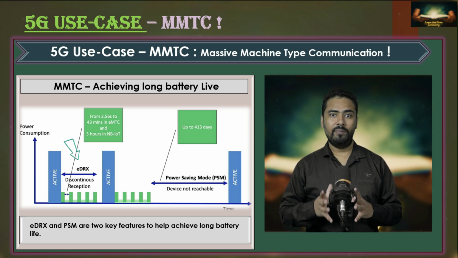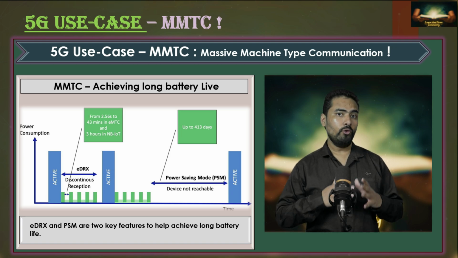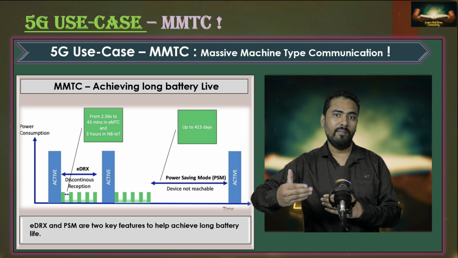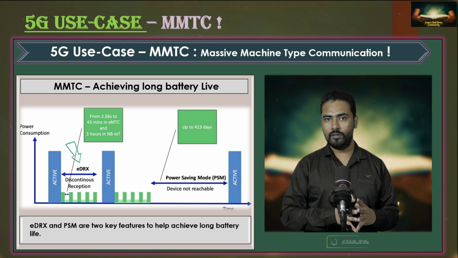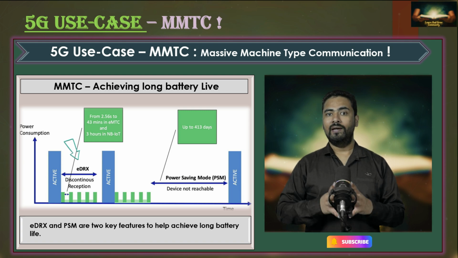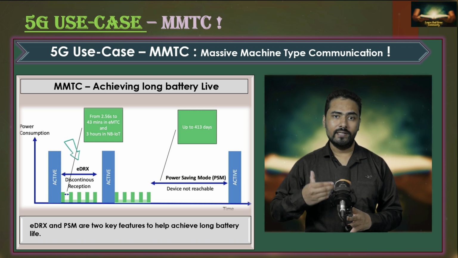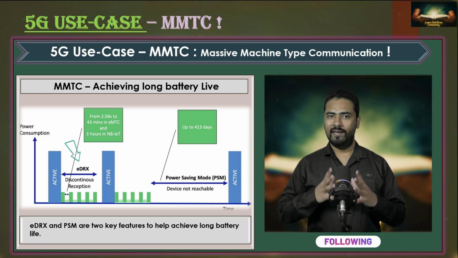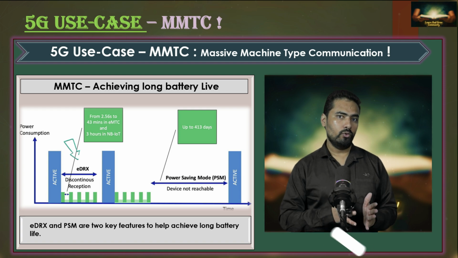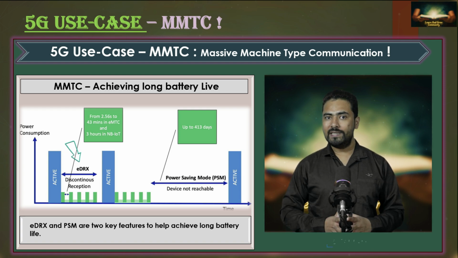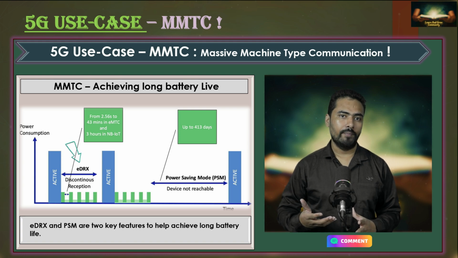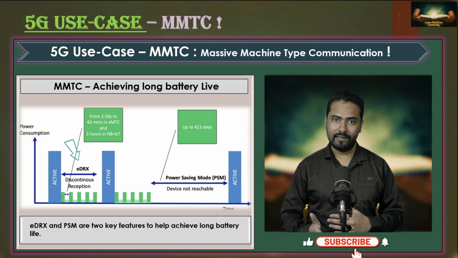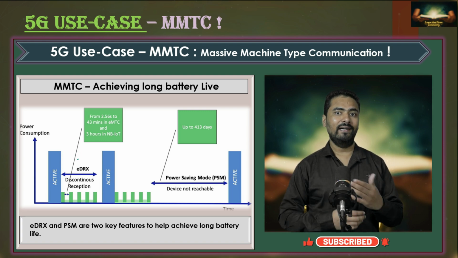So it needs to check paging information. But instead of continuously looking for the paging information, the device only checks the paging information at some time interval. And for the rest of the time, it goes into idle mode. This idea is called DRX or discontinuous reception, where the device checks for the paging information at some time interval. In LTE, this DRX cycle is limited to 2.56 seconds. But because mMTC devices handle infrequent data, they can even use longer DRX cycles to save power. This extended cycle is called eDRX or extended DRX.